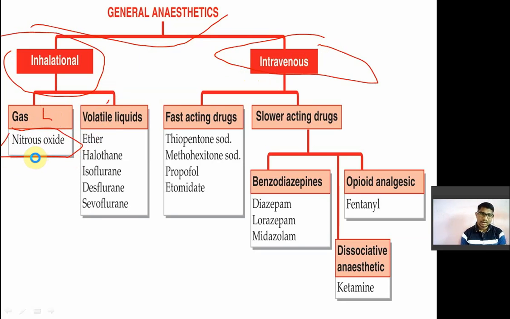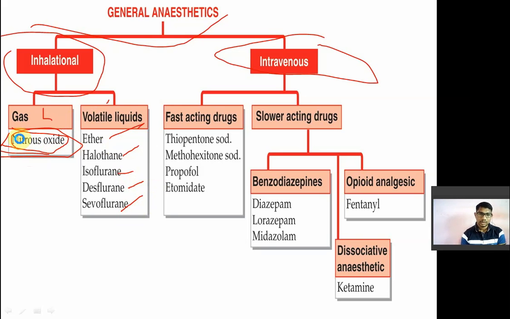So this nitrous oxide will cause delirium and hallucinations. When given, they will cause delirium or hallucinations, and that's why when any patient is on nitrous oxide, and if anybody started laughing, then the patient will laugh continuously. Nitrous oxide. Then volatile liquids, in that you have ether, diethyl ether. Then halothane, isoflurane, desflurane, sevoflurane, enflurane, etc.